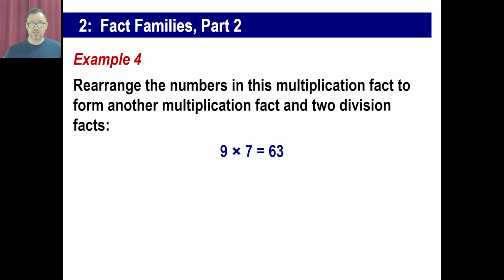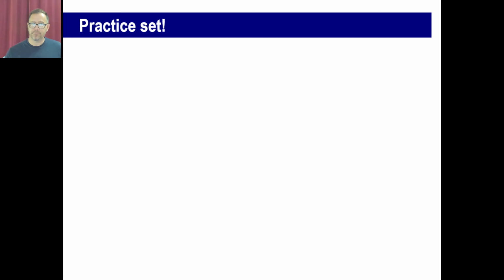Remember how addition is commutative? Like it doesn't matter, 5 plus 9 is 14 or 9 plus 5 is 14. Who cares what order? Same thing for multiplication. 7 times 9 is the same thing as 9 times 7. 2 division facts. 63 divided by 7 is 9. 63 divided by 9 is 7. Boom, you're done. All right, that was it.